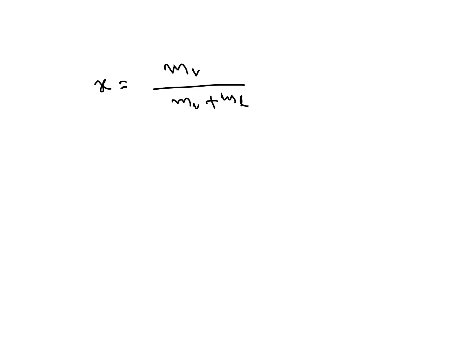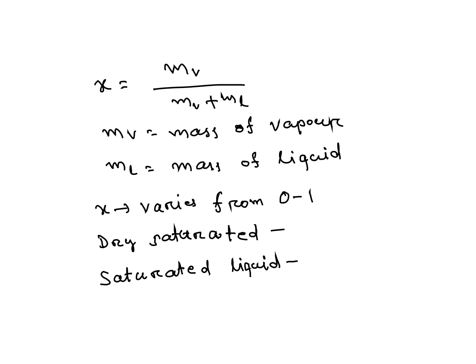Mv is the mass of vapor and ml is the mass of liquid. Dryness fraction varies from 0 to 1. For dry saturated vapor, x equals 1, and for saturated liquid, x is equal to 0.